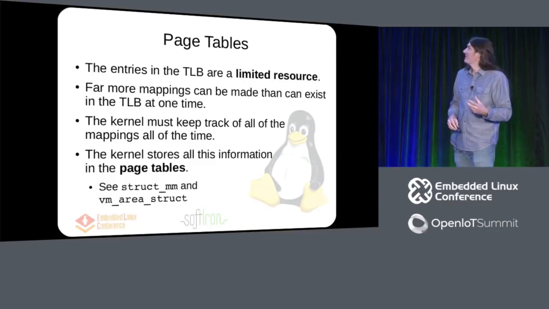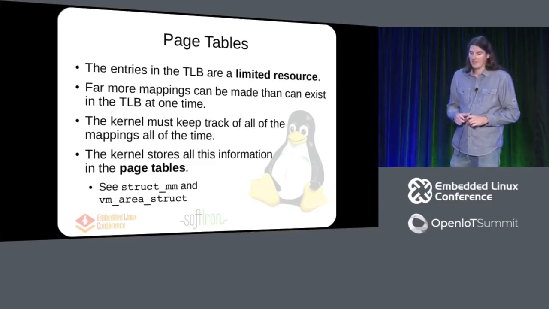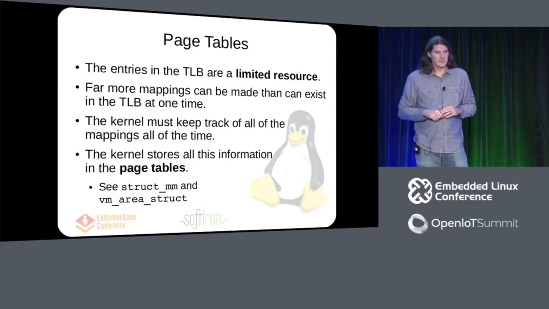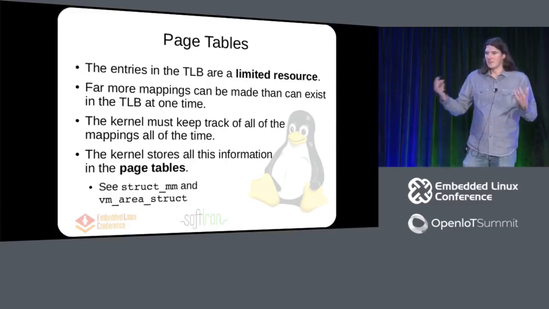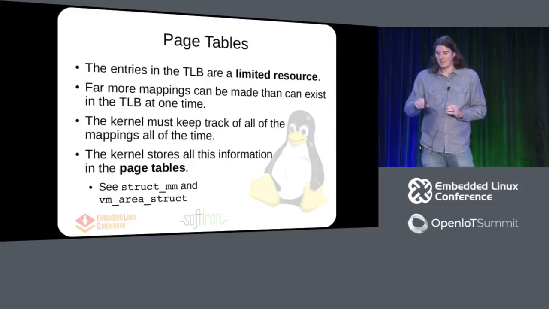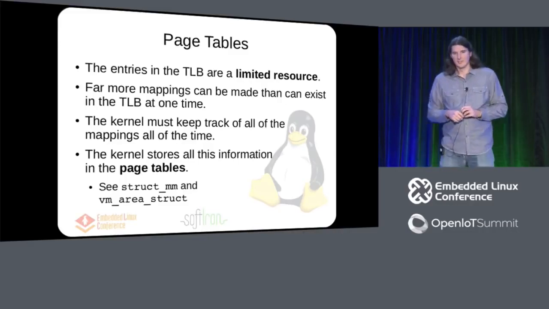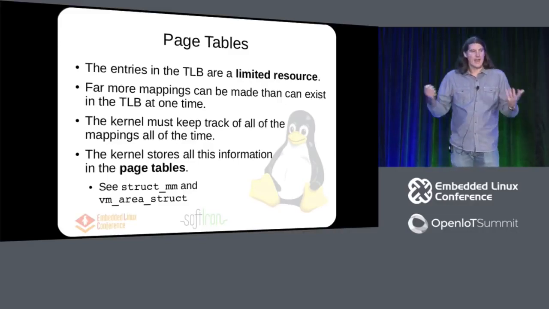So the kernel stores all of this information in what we call the page tables. If you have a look at struct mm, struct mm is the memory map for a process, and it has pointers to this vm_area_struct. The VM area struct represents a mapping.